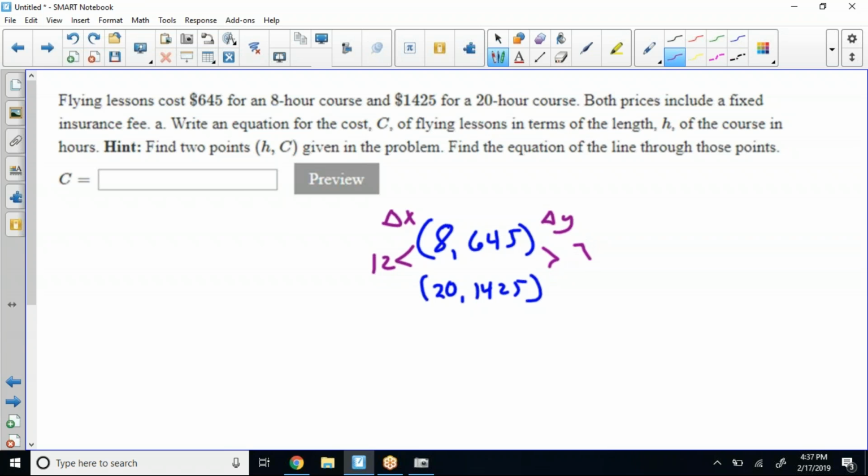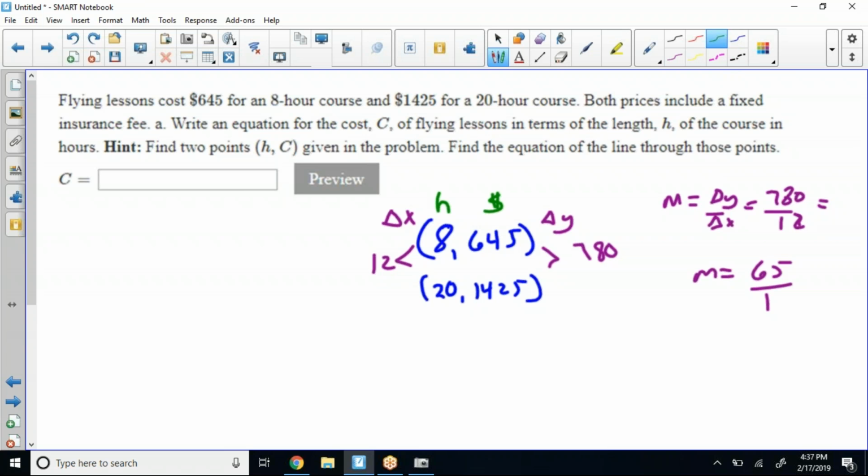So that's 780. And so we've got slope equals change in y over change in x, which is 780 over 12, which should be 65. So the slope is 65, and that's really 65 over 1. If you think about that, the y values are in dollars and the h value is in hours. So that's really $65 per 1 hour.